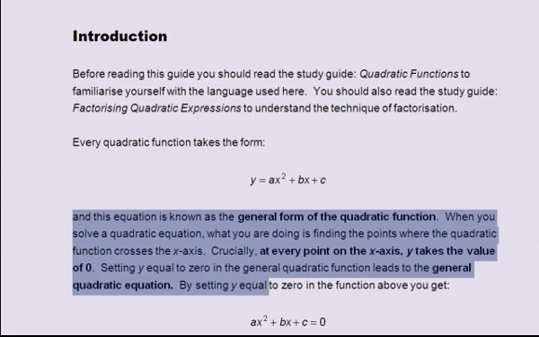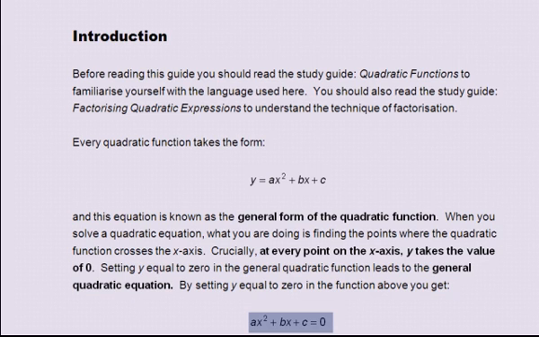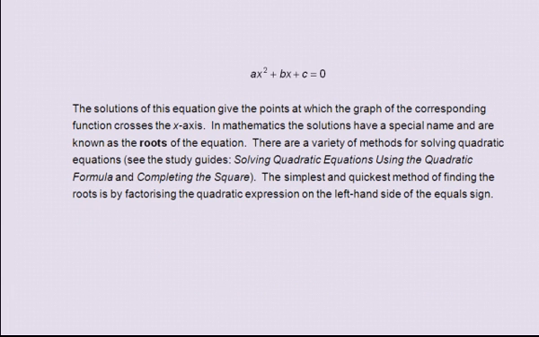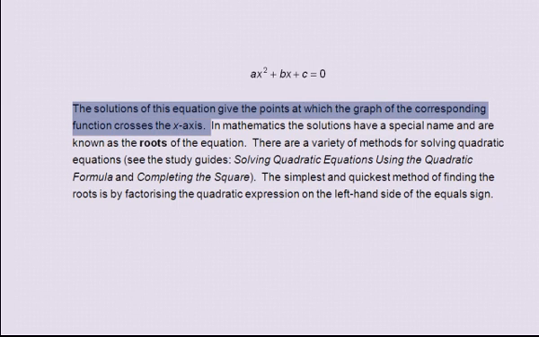By setting y equal to 0 in the function above, you get ax squared plus bx plus c equals 0. The solutions of this equation give the points at which the graph of the corresponding function crosses the x-axis. In mathematics, the solutions have a special name and are known as the roots of the equation.